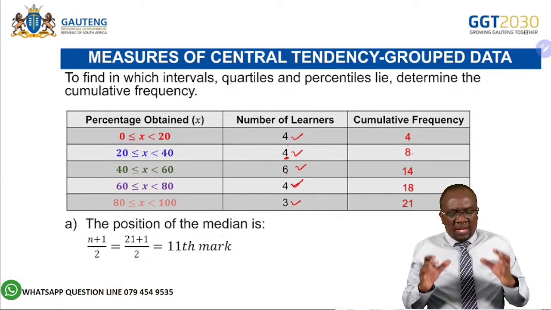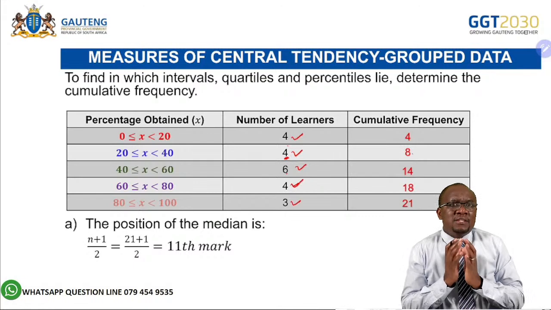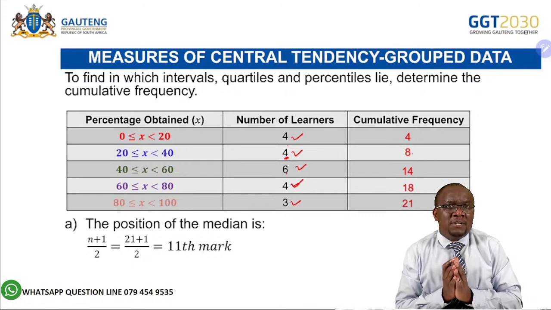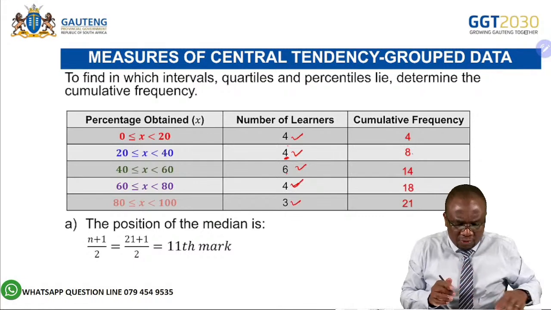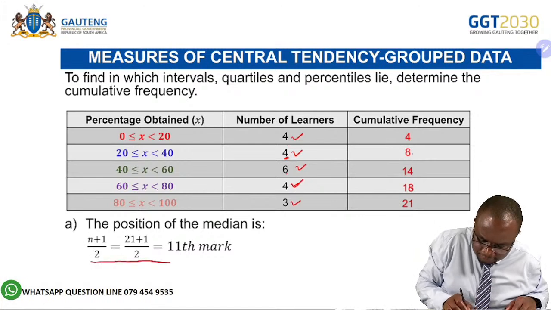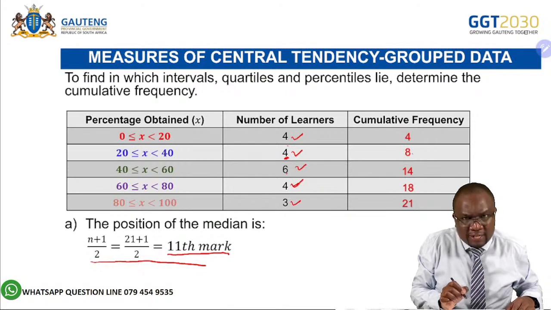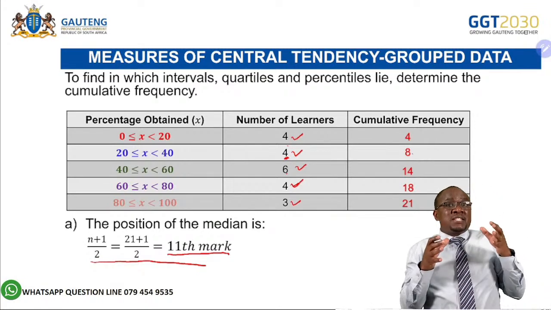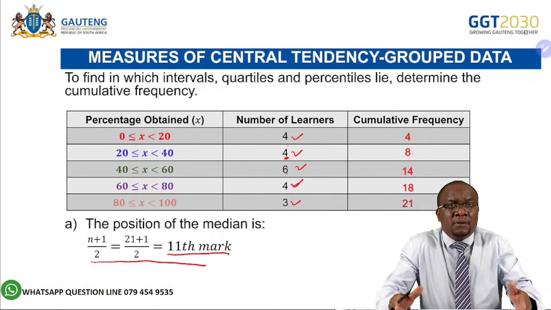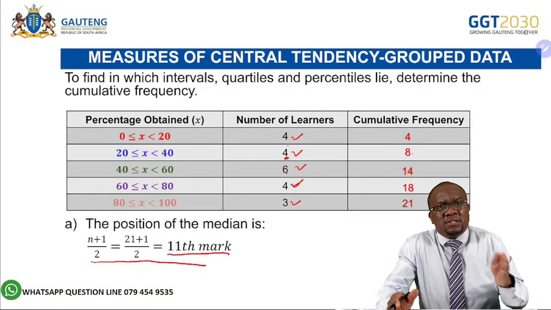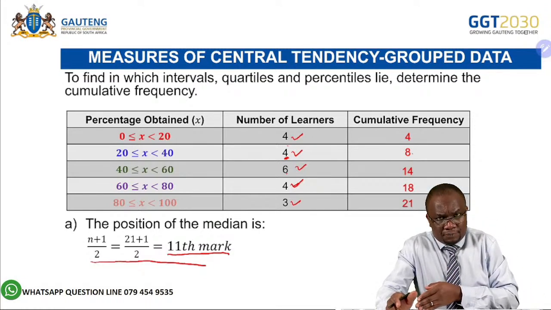Now, where does the median lie? The median position formula does not change. We are still using this formula. And they are saying that the median is the 11th mark. Remember, these marks are arranged from the smallest to the biggest.